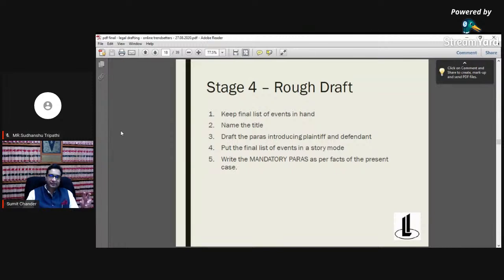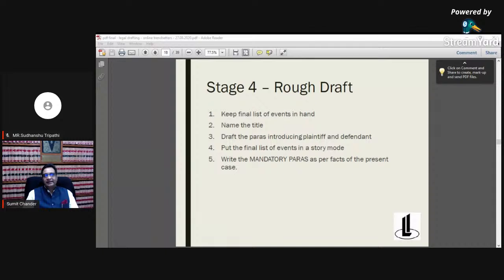So now you have the title of the parties, then you have the provision of law. You initially begin with introducing the plaintiff and the defendant, that the plaintiff is so and so, doing so and so business. The defendant was in so and so business or a trader, and he approached the plaintiff for a certain purchase of some goods for which he gave him some money, which needs to be recovered in this case. And then you have that entire list of events now that you had prepared by seeing the documents and talking to the client. You put them in a story mode. And then you add the mandatory paras as per the facts of your case.